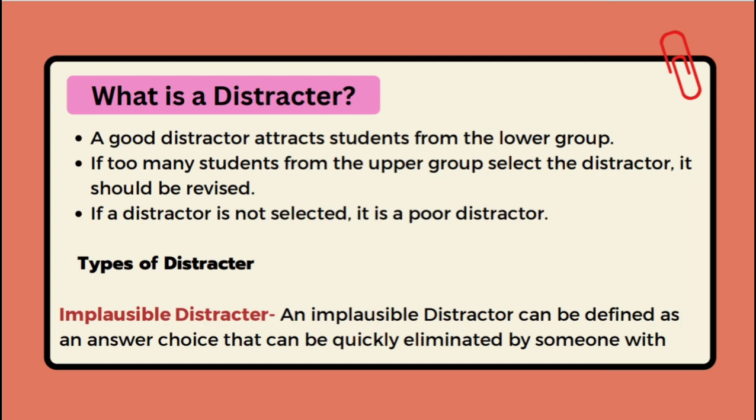So it means that it needs some mode of revision in another test if you decided to use this particular question. If a distractor is not selected, it is a poor distractor. So if the distractor is not selected, it means that it is clear that that particular distractor is not the correct answer. So it means it is a poor distractor and should be avoided in the next assessment.